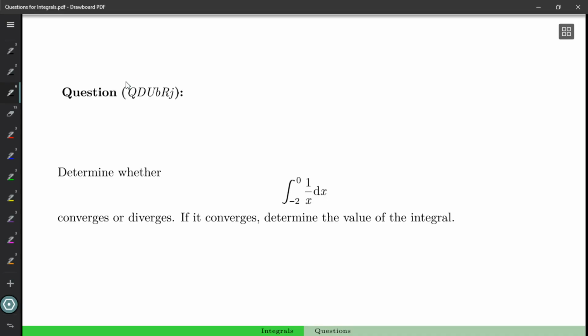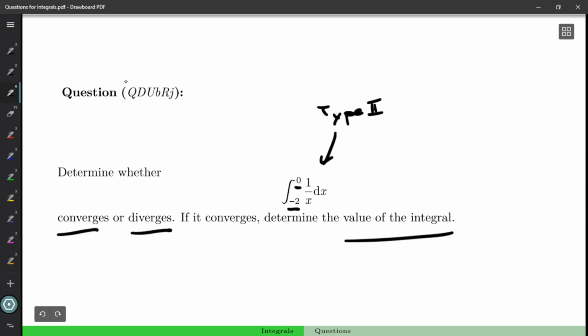Determine whether the definite integral from -2 to 0 of 1 over x converges or diverges. And if it converges, determine the value. The language here tells me that this must be an improper integral, because otherwise we would just say compute the value. Now, since there's no infinities, this must be a type 2 improper integral.